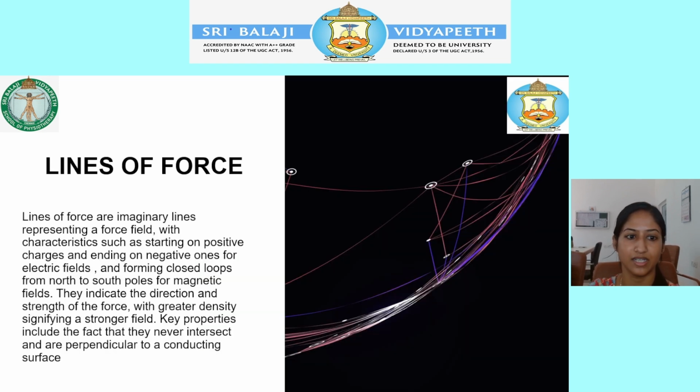Next one is lines of force. These are imaginary lines representing a force field, with characteristics such as starting on positive charges and ending on negative ones for the electric field, and forming closed loops from north to south poles for magnetic fields. They mainly indicate the direction and strength of the force, with greater density signifying a stronger field. Key properties include the fact that they never intersect and are perpendicular to a conducting surface.